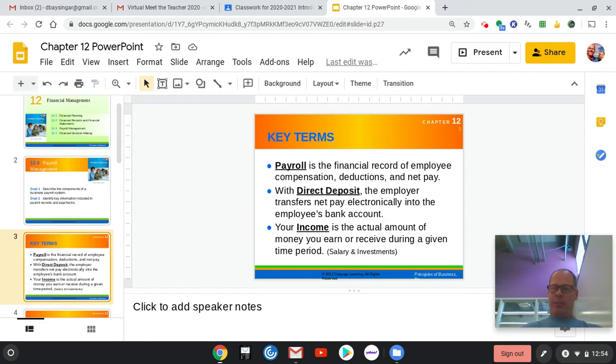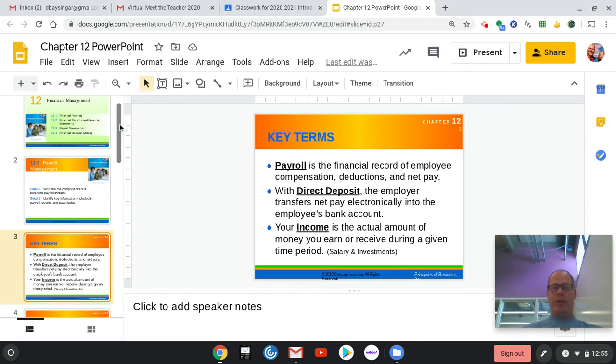An hourly employee would be more like somebody who works usually in retail. They get paid by the hour. Say my daughter was getting paid $13 an hour at Menards. Some weeks she worked 24 hours, so she got 24 times 13 for her gross pay, and some weeks she worked 35 hours, so she got 35 times 13 for her gross pay.